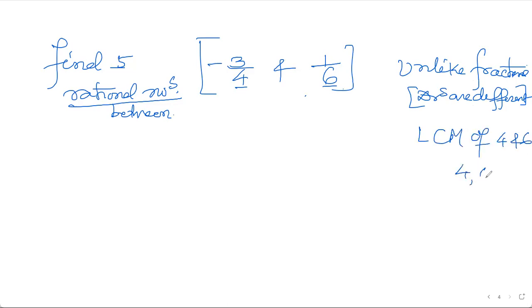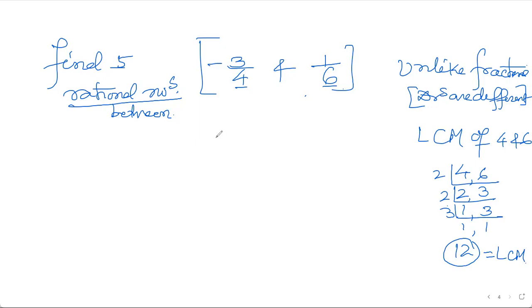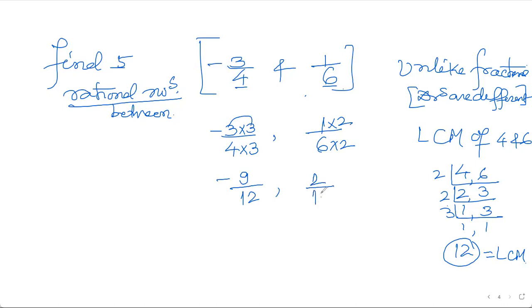And the LCM of 4 and 6 is found this way: 2 2s are 4, 2 3s are 6. Here 2, 1 and 3, and again 3, 1, until you get 1, 1. So 3 2s are 6, 6 2s are 12. 12 is the LCM. Convert each of them into 12. So minus 3 by 4 into 3. Whatever you are doing in the denominator, you have to do in the numerator also. The other is 1 by 6 multiplied by 2, multiplied by 2. These are changing into like fractions now. So 3 3s are minus 9 upon 12 and 2 upon 12.